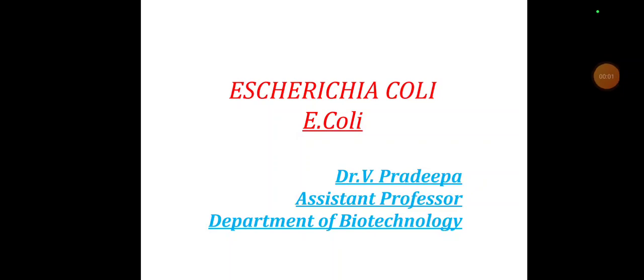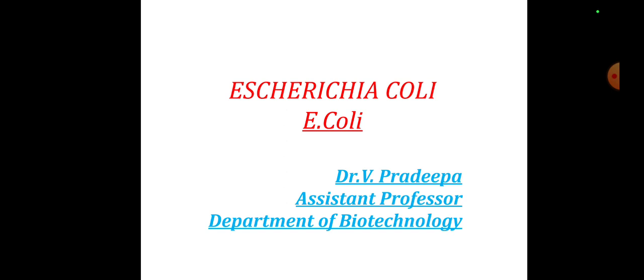Morning students, today we are going to see about the next pathogen, that is Escherichia coli, nothing but E. coli. You already know about the basic characteristic features of E. coli, but let us discuss in clear. E. coli, that is Escherichia coli, is a gram-negative, motile, facultative anaerobic rod-shaped bacterium.